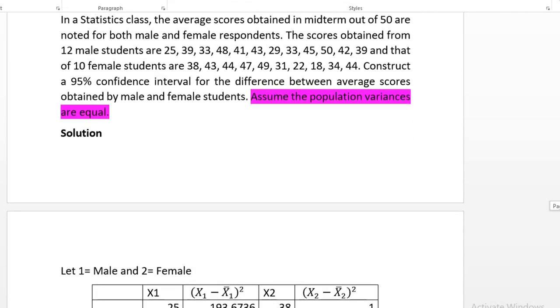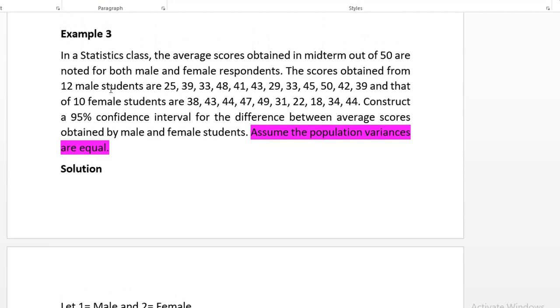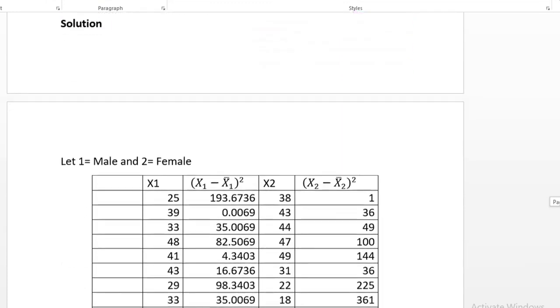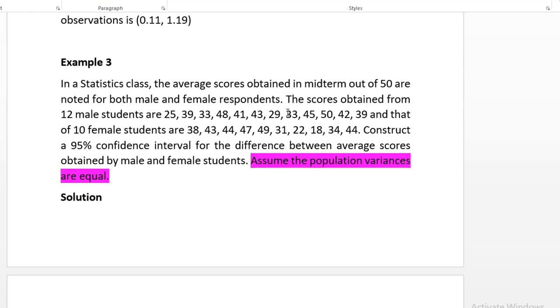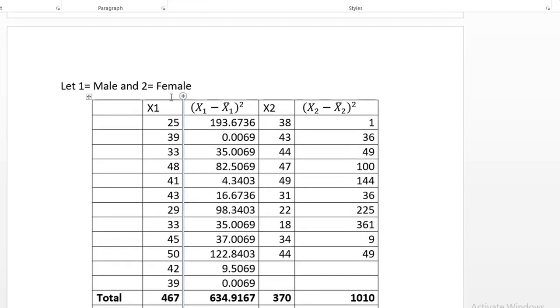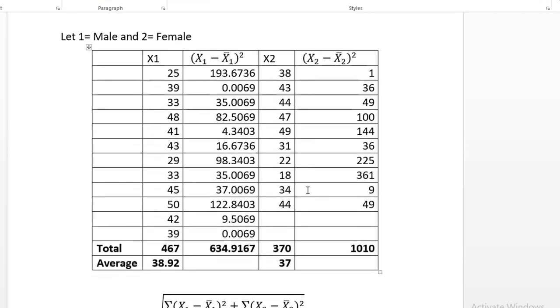So how do we have to solve all these questions? Just remember, take male as group 1 and take female as group 2. What are the readings? There are 12 readings of male. Just consider them as x1. And for the female, just consider these 10 readings as x2. Here I have calculated the mean of x1. How to calculate the mean? Just add all these values and divide by 12.